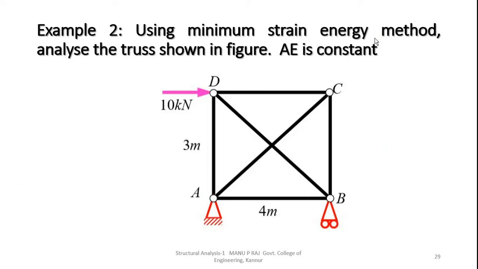Now second example: using the minimum strain energy method, analyze the truss shown in the figure, where A is constant. The truss members are AB, CD. 10 kN is the external force applied at D. 3 meter is the length of AD and CB. 4 meter is the length of DC.